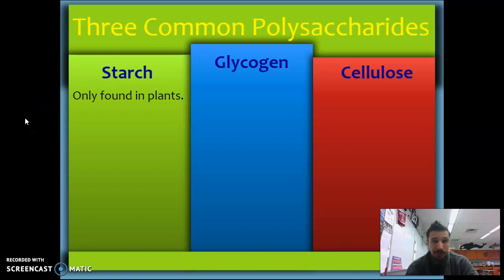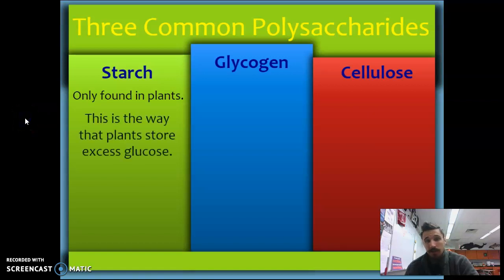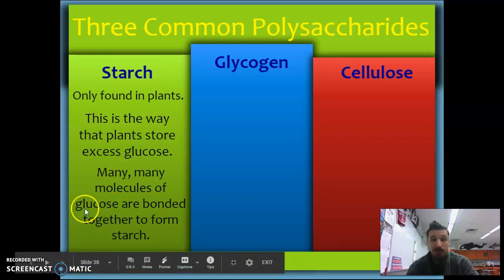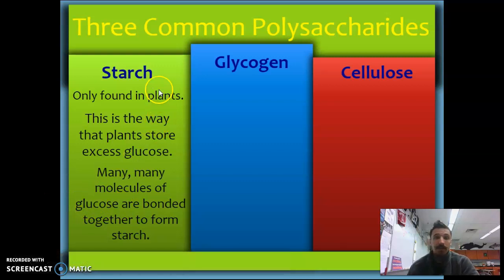Starch is only found in plants. This is how a plant stores its extra sugar. All right, plants, just like you and I, use sugar for energy, and when they have excess of it, they store it as starch. And again, starch is a polysaccharide, so that means there are many monosaccharides, aka glucose molecules, singular sugars, bonded together.